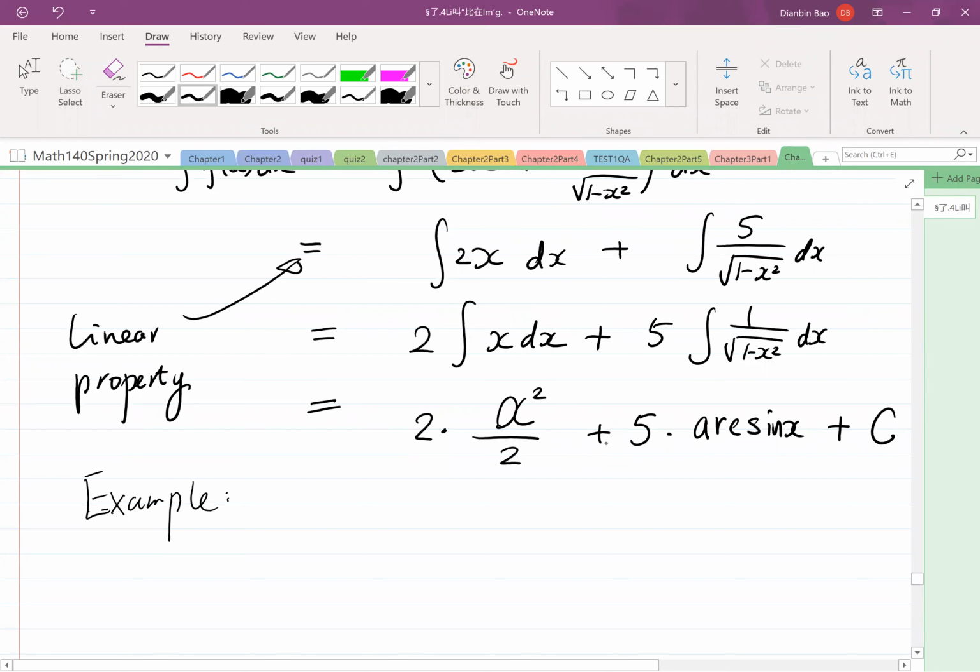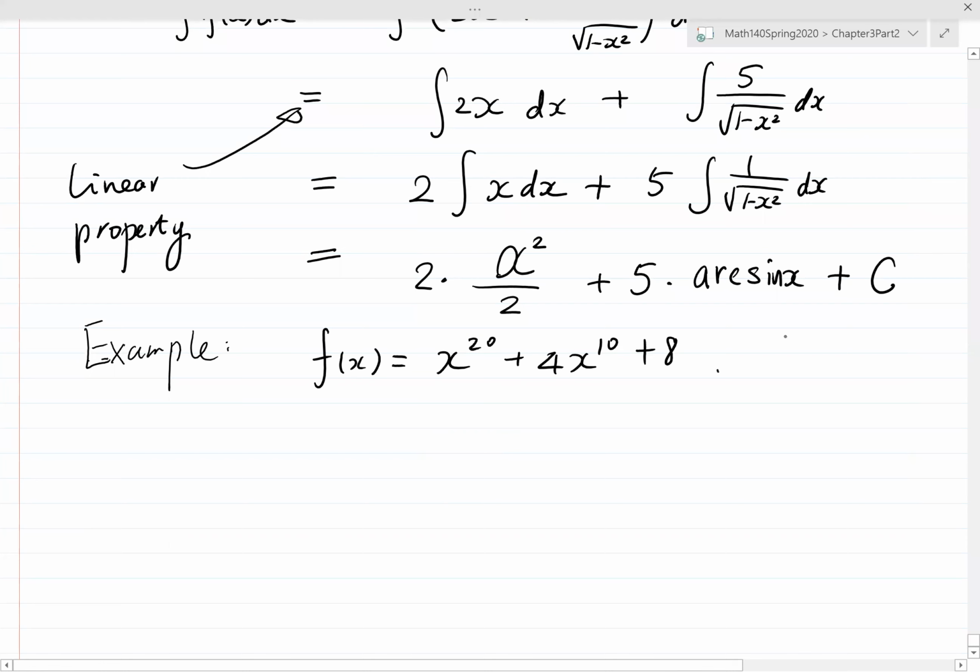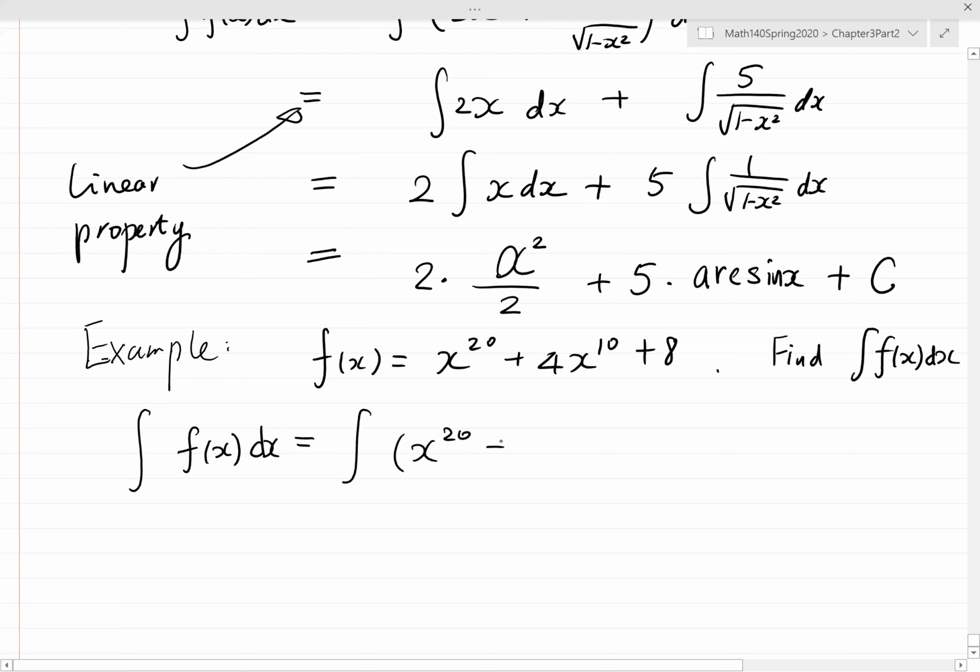Okay, let's see this example. f(x) is x to the power 20 plus 4 times x to the power 10 plus 8. Find the antiderivative of little f. Then the first step, we substitute the little f by the explicit expression.